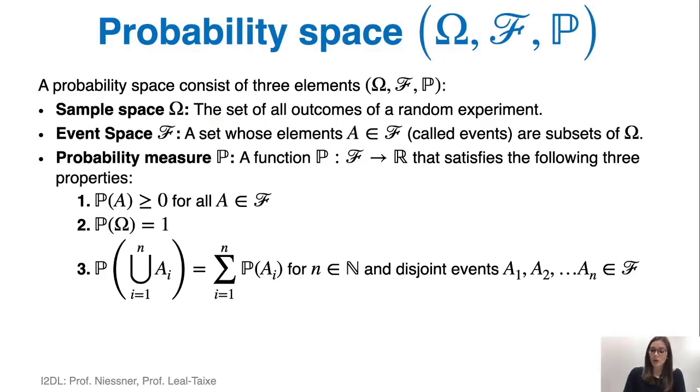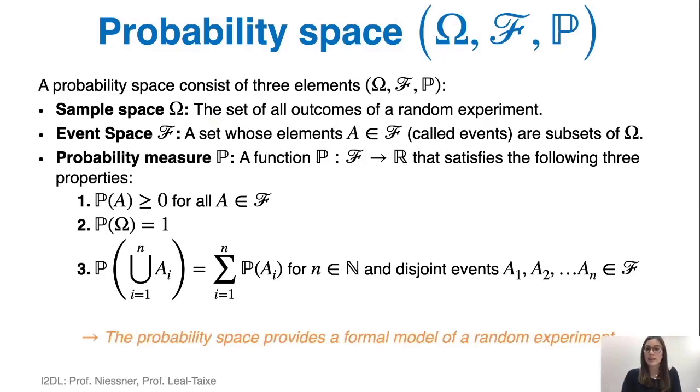So whenever we talk about a random experiment, we're going to have this underlying setup, which is consisting of our set omega, our set F, and our probability measure P. So as I said in the beginning, the probability space provides a formal model of a random experiment. So whenever you struggle to understand what is going on, try to go back and define the probability space and what you are looking at.